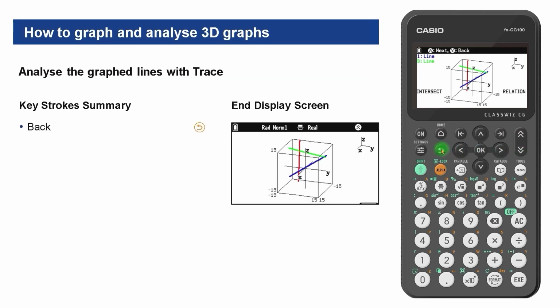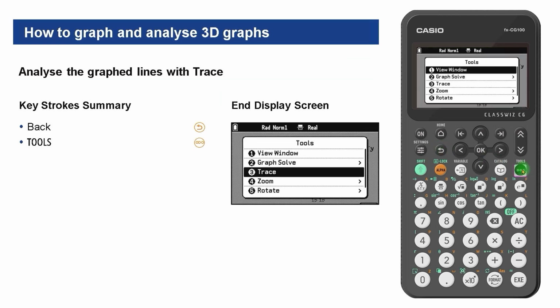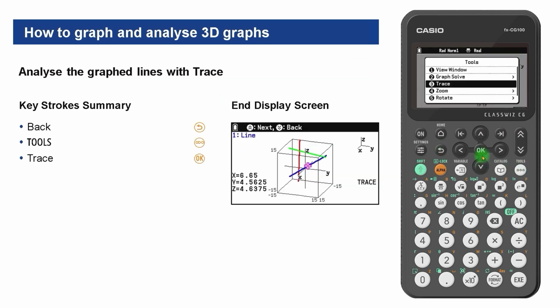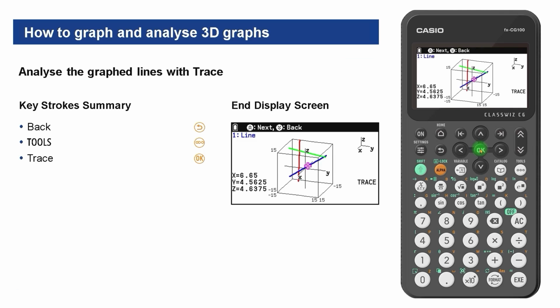Press back to finish the relationship analysis. And then Tools. Select Trace to place the cursor on the first line. Scroll to move along the line, or Page Scroll to move between lines.